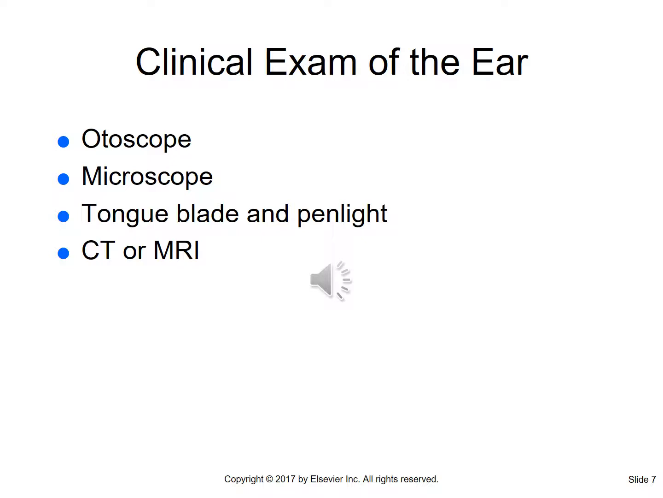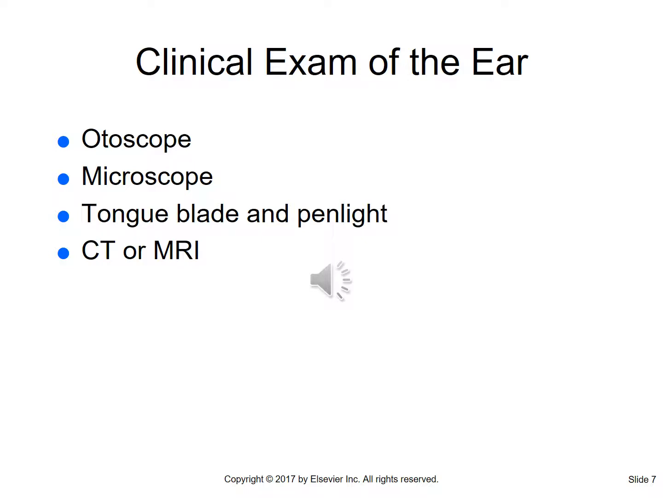Some devices that we use are the otoscope, microscope, of course a tongue blade, and a pen light. And then we can actually get more in-depth findings by doing a CT or MRI. The otoscope is usually initially used to examine our tympanic membrane. Your cerumen may be removed to get better visualization. Usually if we remove cerumen, we use some type of ring curette to scrape the earwax out of the canal.